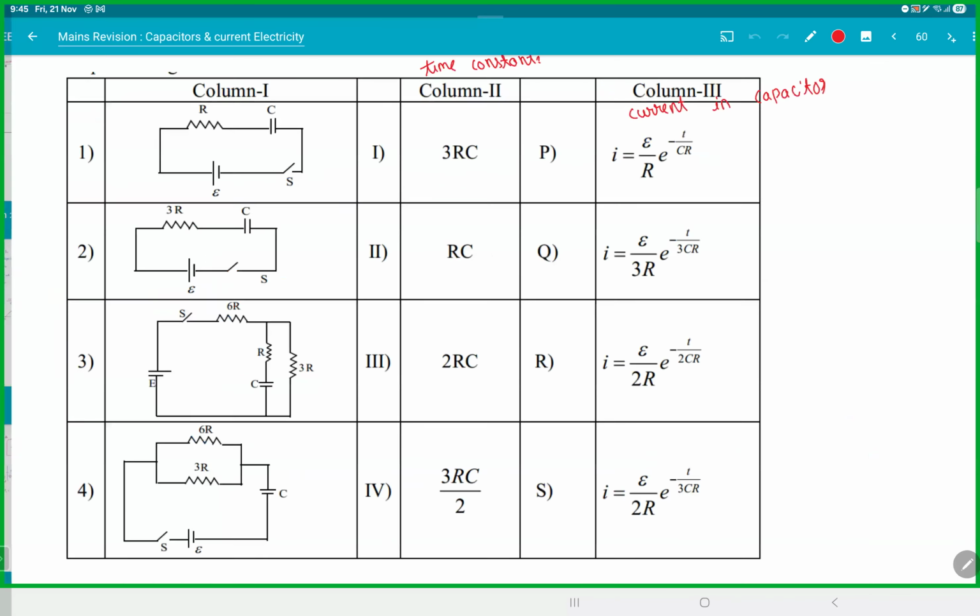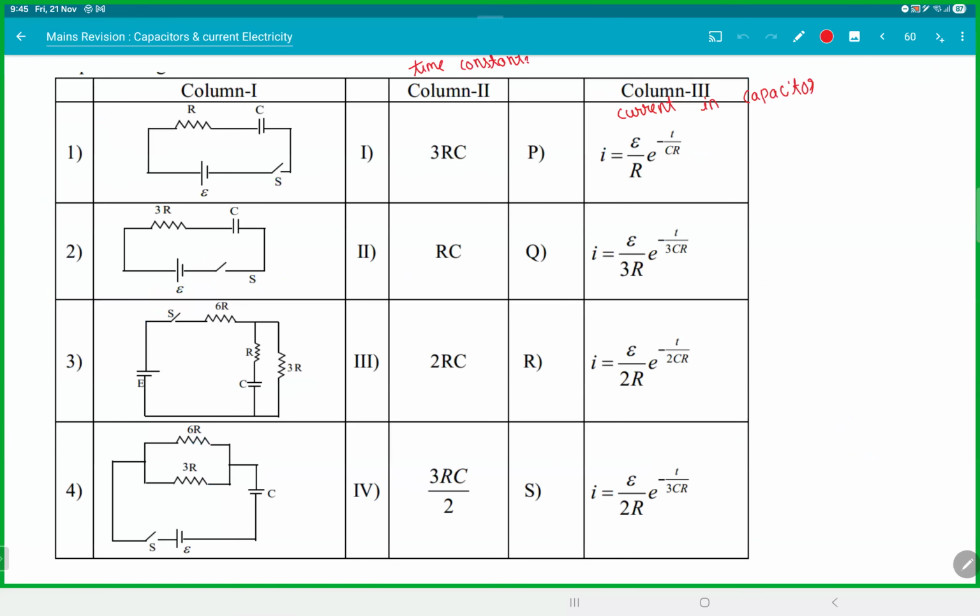So try 4 questions. I'll give you 3-4 minutes. First was easy. First one's time constant is what? RC. Current will be what? E by R, e power minus T by CR. So this is option 2 and P. There I did 1 for you. You do the rest.